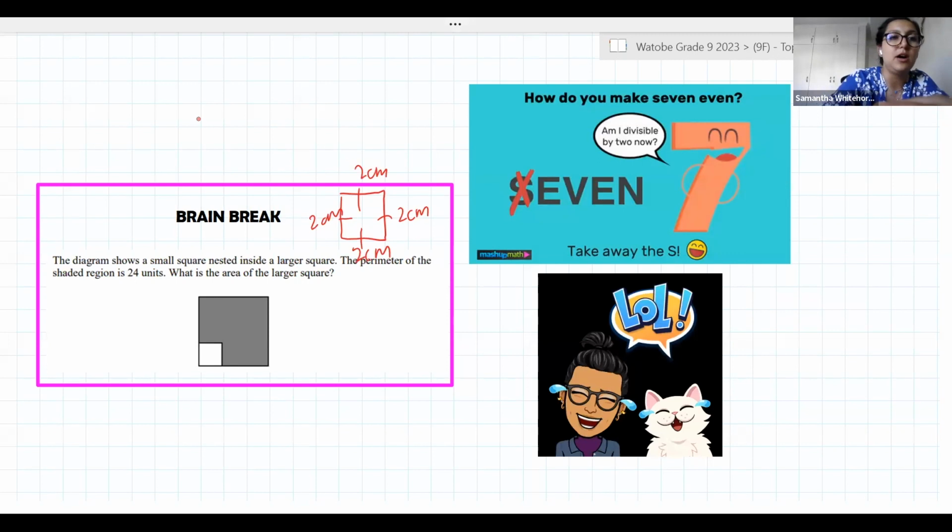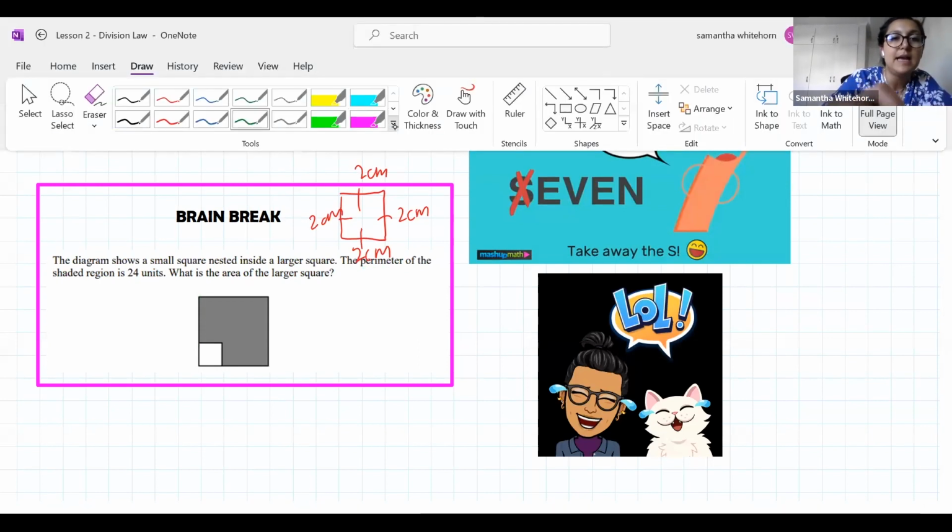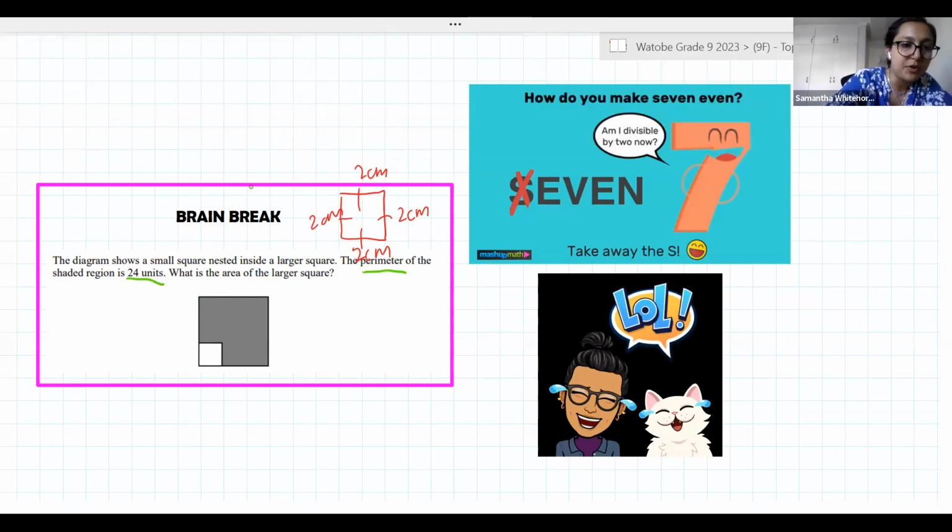The perimeter of the shaded region is 24 units. Now, guys, remember, perimeter is the outside length. Sorry, that's a terrible color to have chosen, let's try that again. I always think of perimeter as if I put a fence around my shape. So if I was to put a fence around the shaded area, that is the length of fencing I would need. That's the perimeter. So my question here is, what is the area of the largest square?